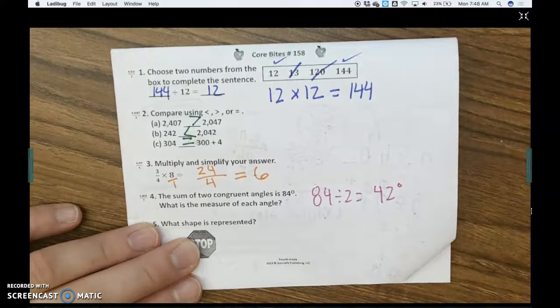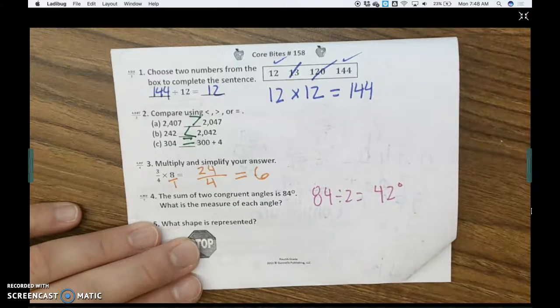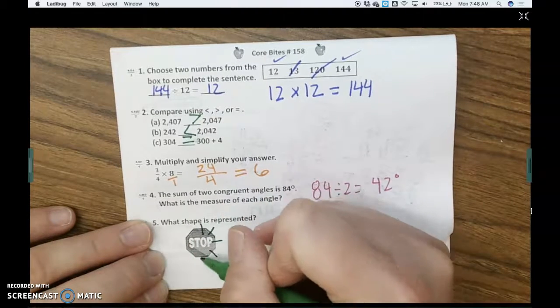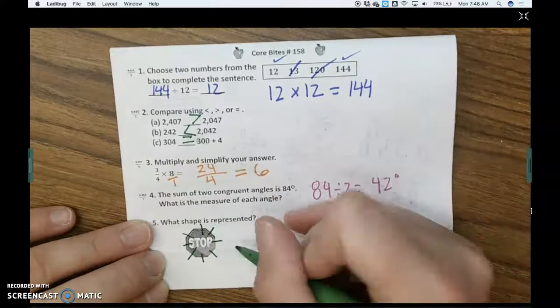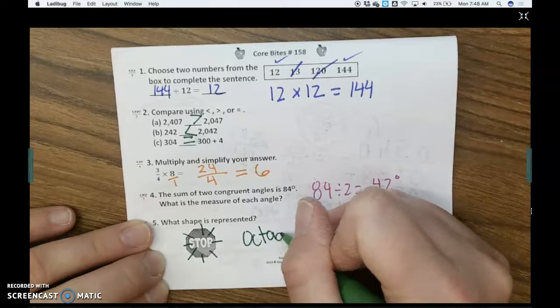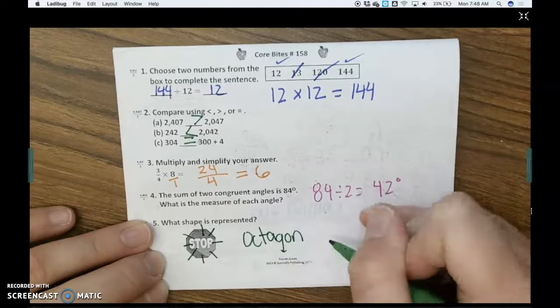And then for the last one, it says what shape is represented with this stop sign. So if you count the sides, 1, 2, 3, 4, 5, 6, 7, 8, that is an octagon. That would be 8 sides.